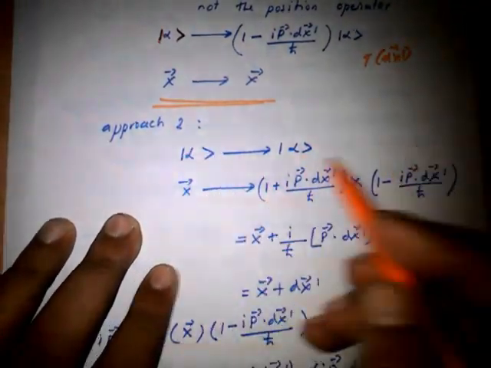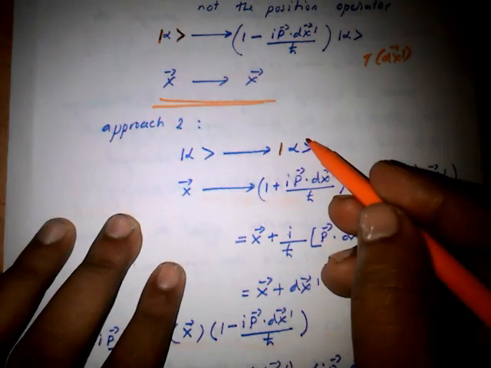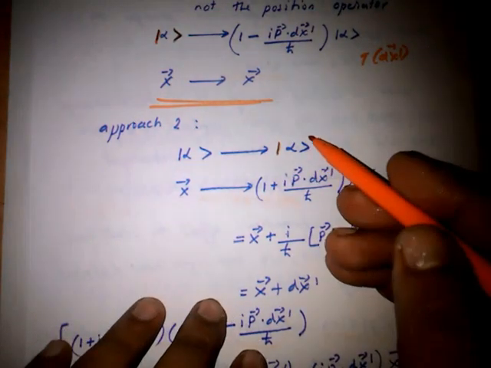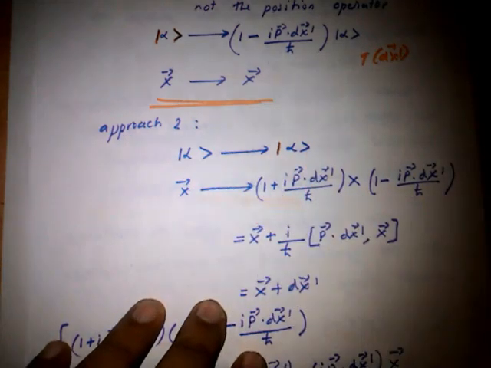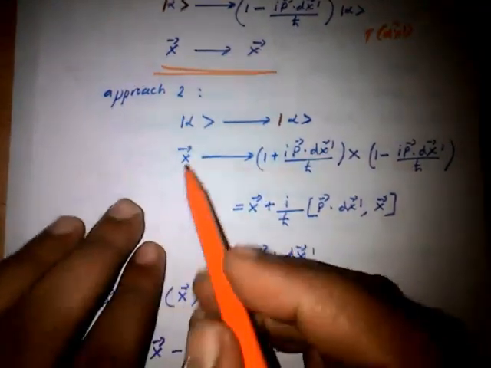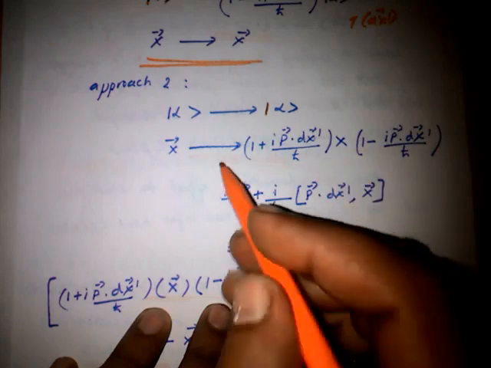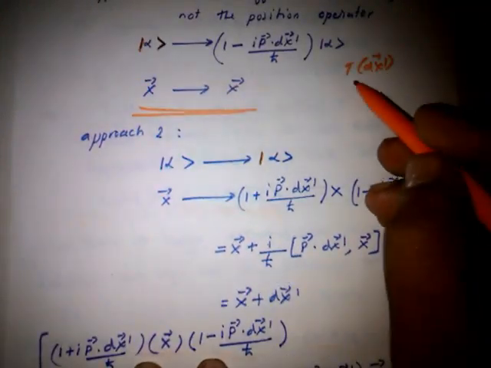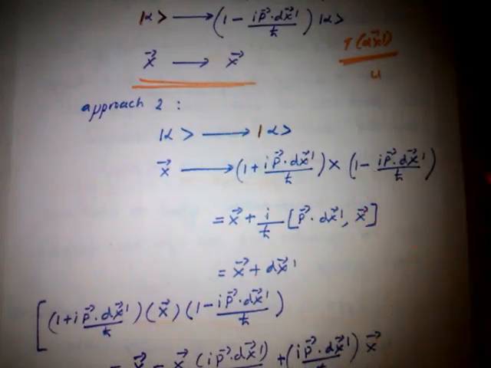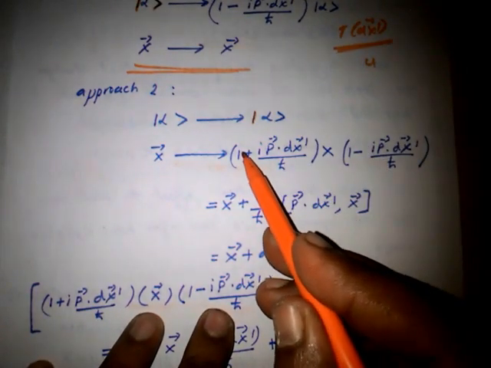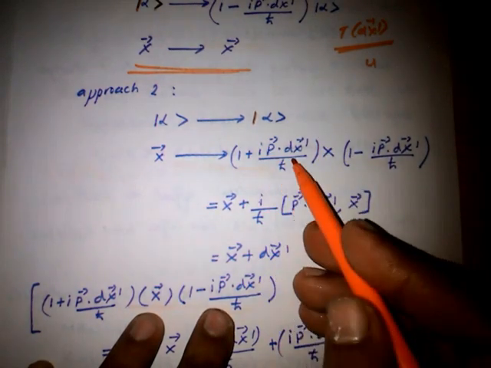The second thing is approach 2. The state ket remains the same, that is alpha is not changing with respect to time or anything else, and the operator x is changing. That is actually the translation operator we know, this is a unitary operator, and the operator is changing in this way, that is 1 plus i p dot dx dash.